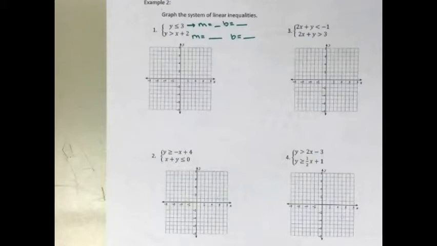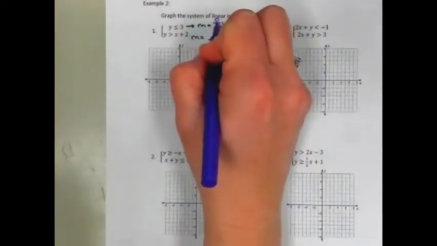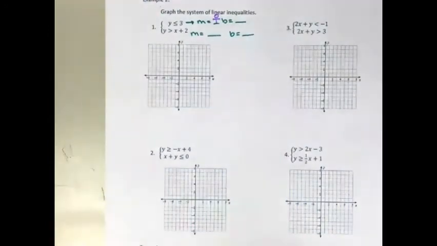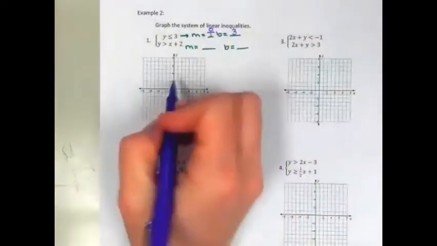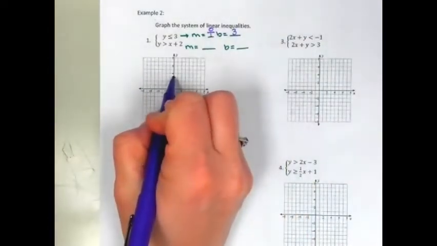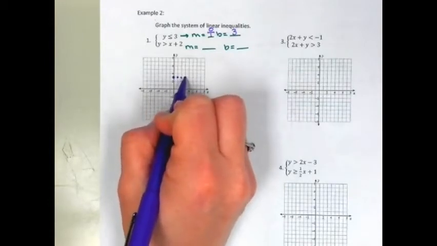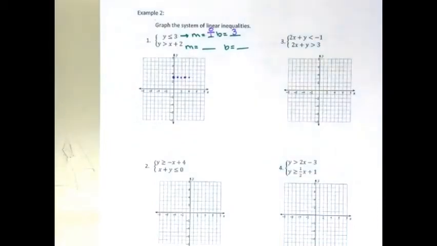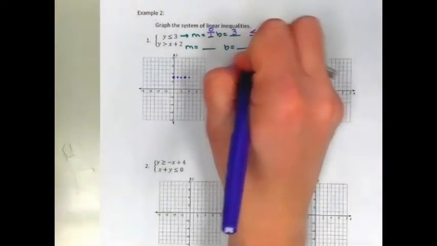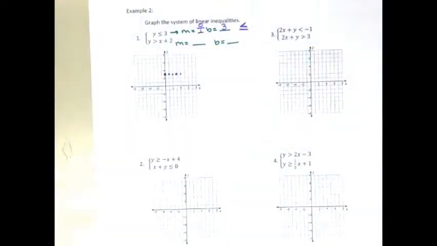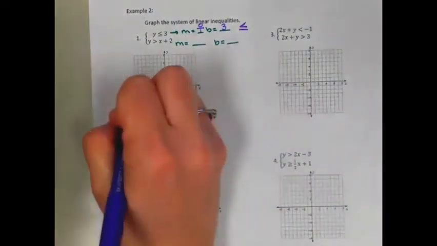So with y is less than or equal to 3, what is my slope? 0. So 0 over 1, right? And what's my y-intercept? 3. So I'm going to start at 3, and I'm going to rise 0, but run 1. So what kind of line do we have here? We're going to have a horizontal line, right? Now, my inequality sign is less than or equal to, so is it going to be dotted or solid? It's going to be a solid line.